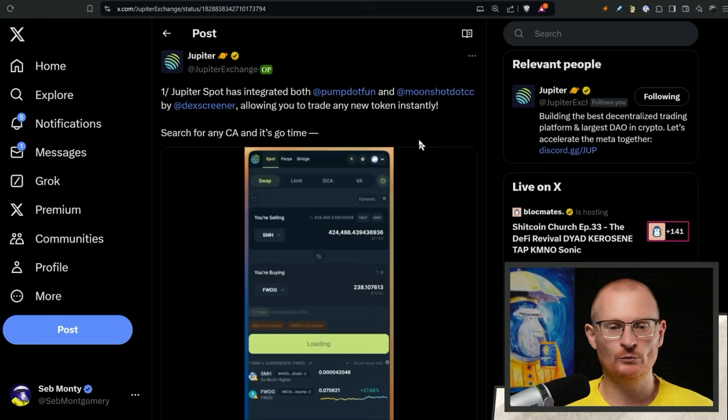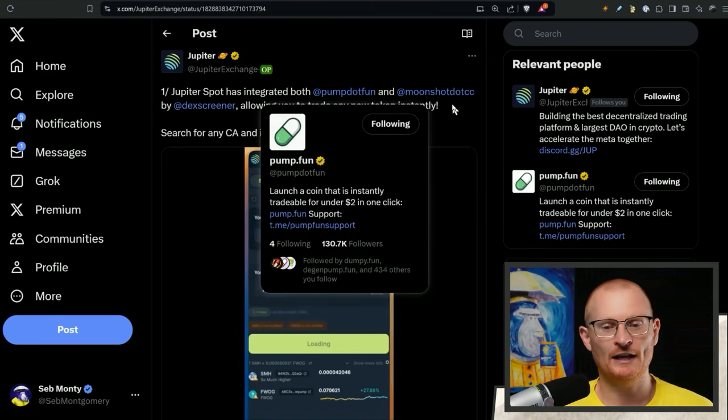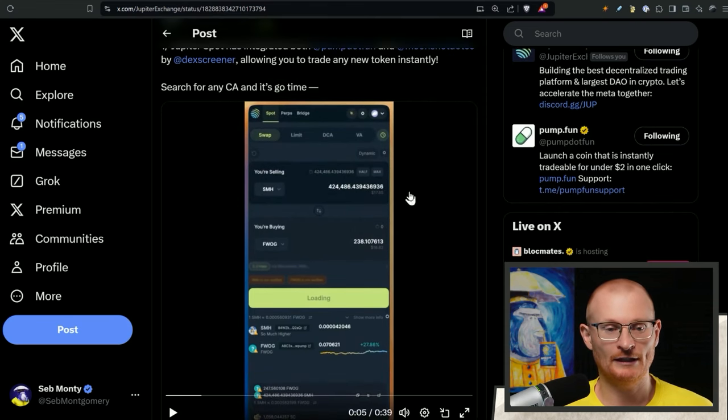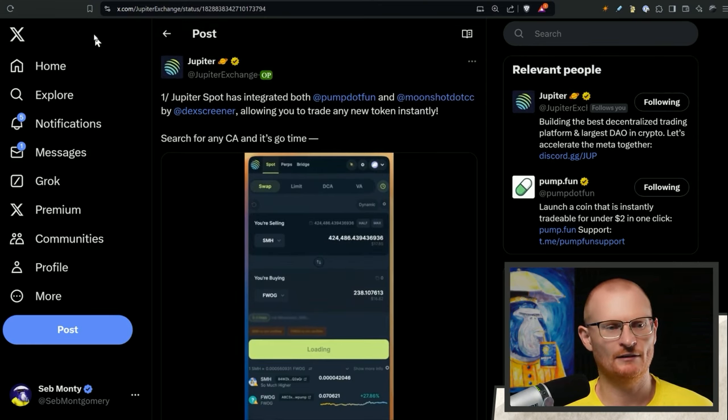Jupiter has some new news. They mentioned this in yesterday's call. They've integrated pump.fun and moonshot.cc by Dex Screener. So you can now search for any contract address and it's just go time. And on top of that, BonkBot and other bots like that will grab anything from Jupiter. So you can just get into things as fast as you like if there's something that takes your fancy.